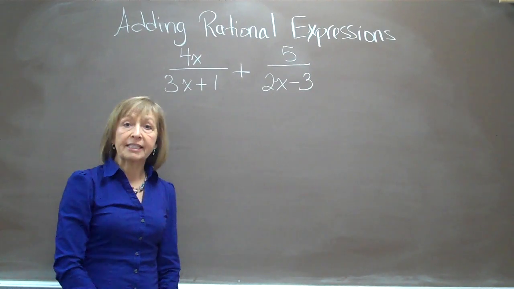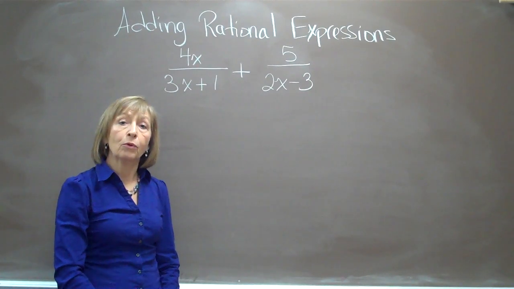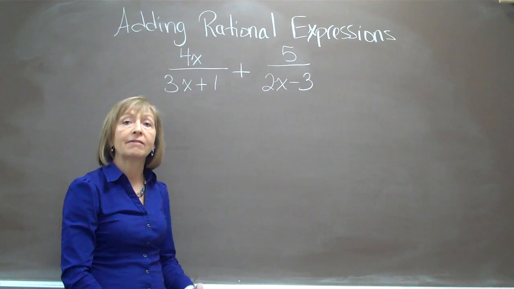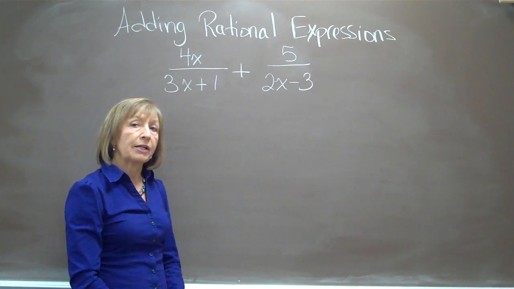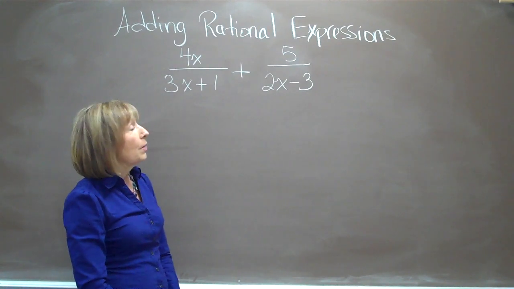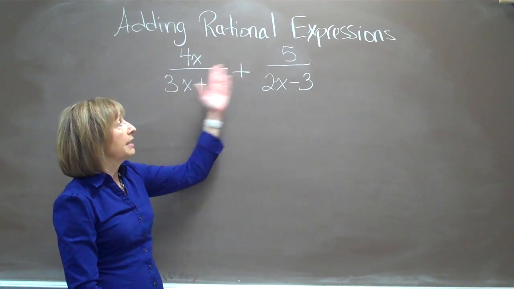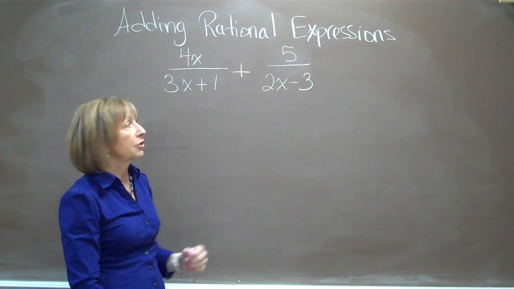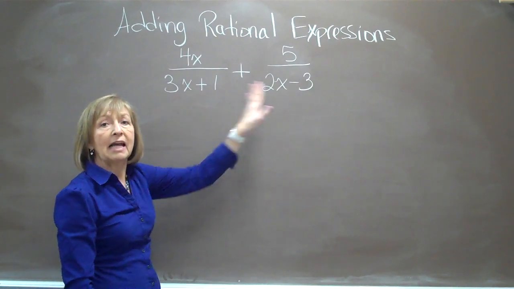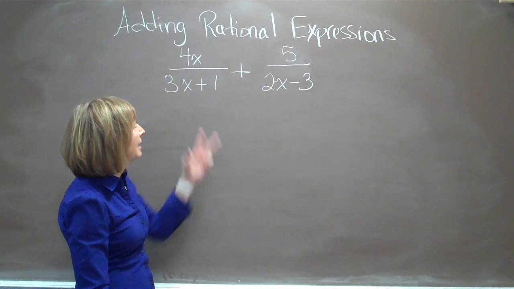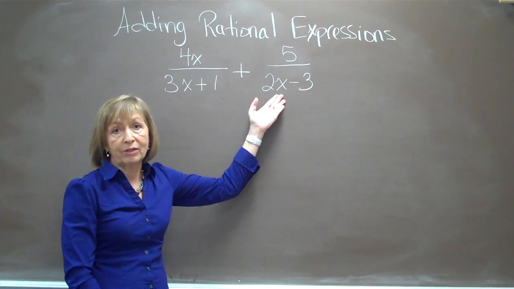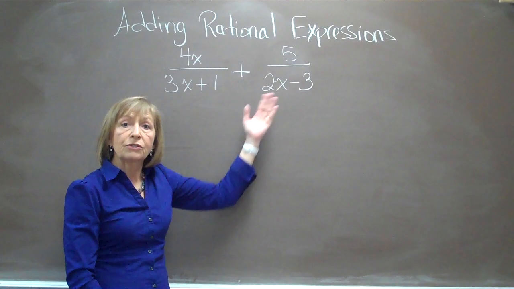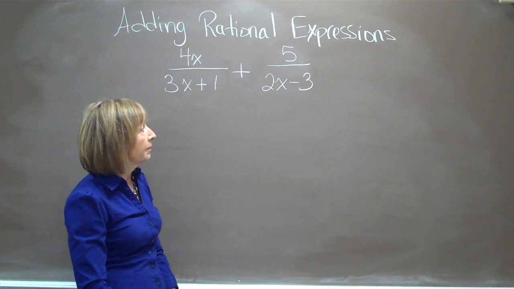When adding or subtracting rational expressions, it's important to remember that you need to have common denominators in order to add or subtract rational expressions. So when I look at the addition of these two rational expressions, I look directly in the denominator before I start, and I see that this denominator is 3x plus 1, and this denominator is 2x minus 3. So they don't match at this point.